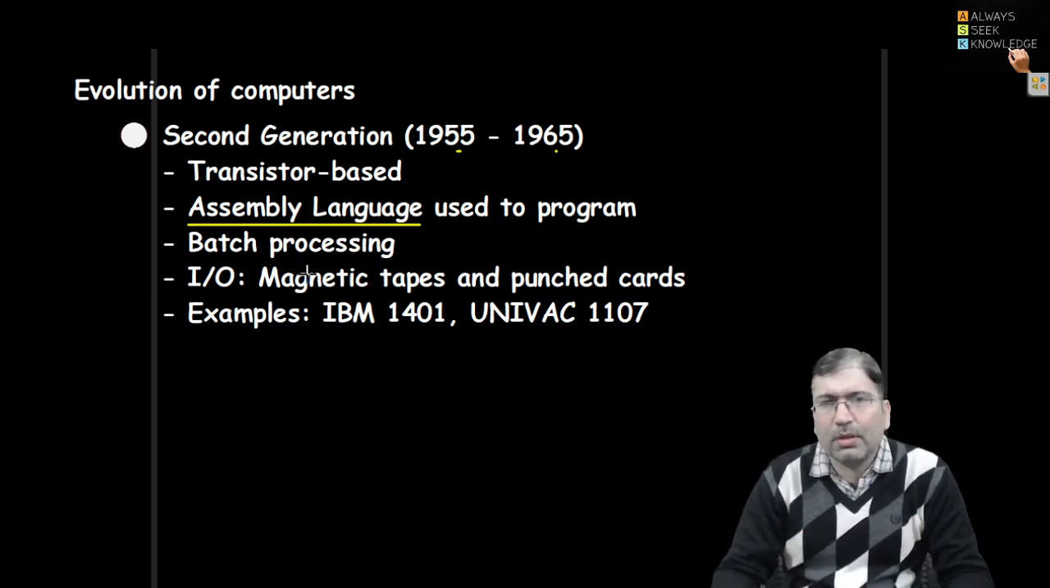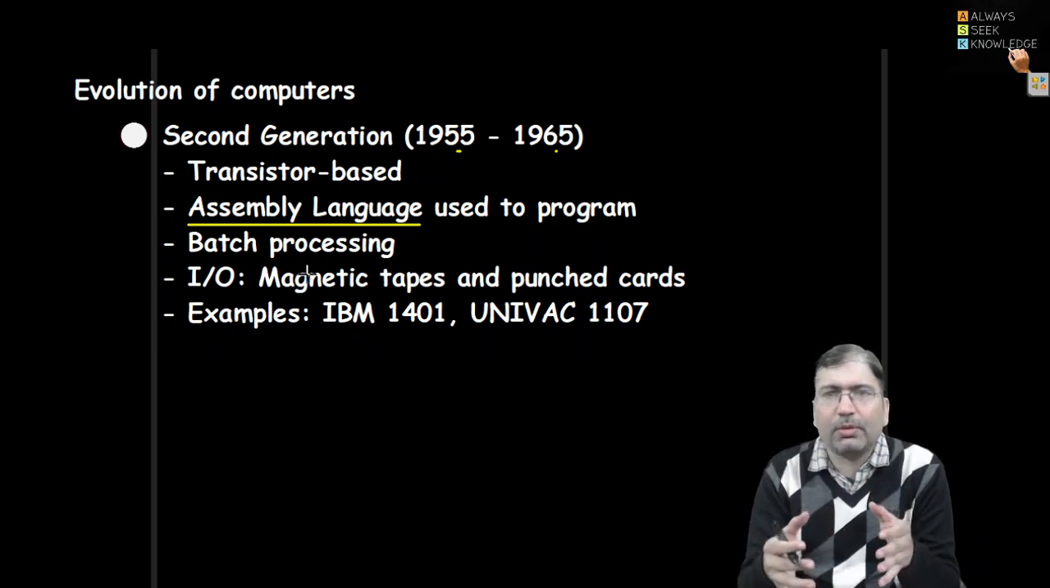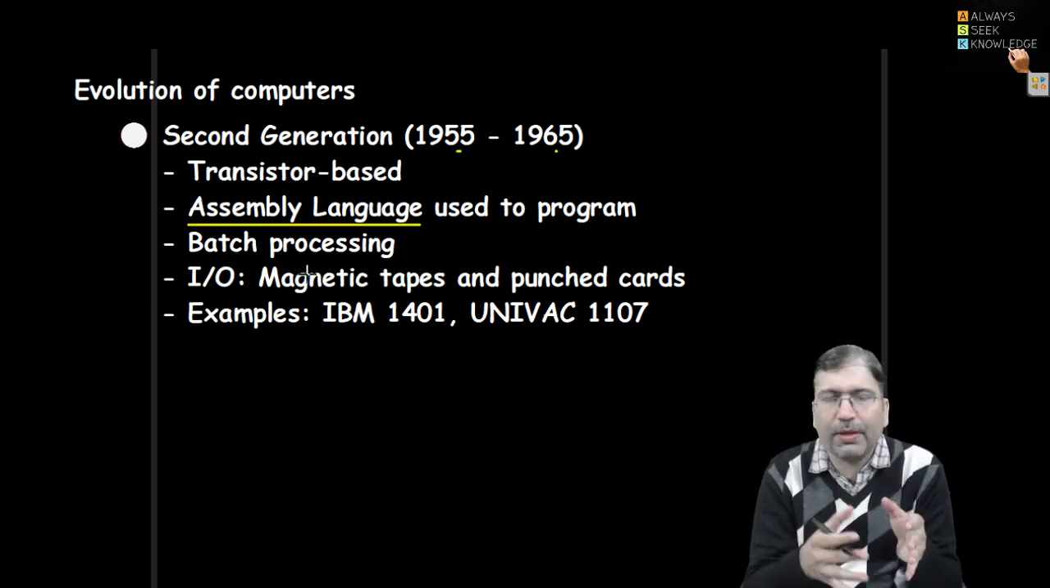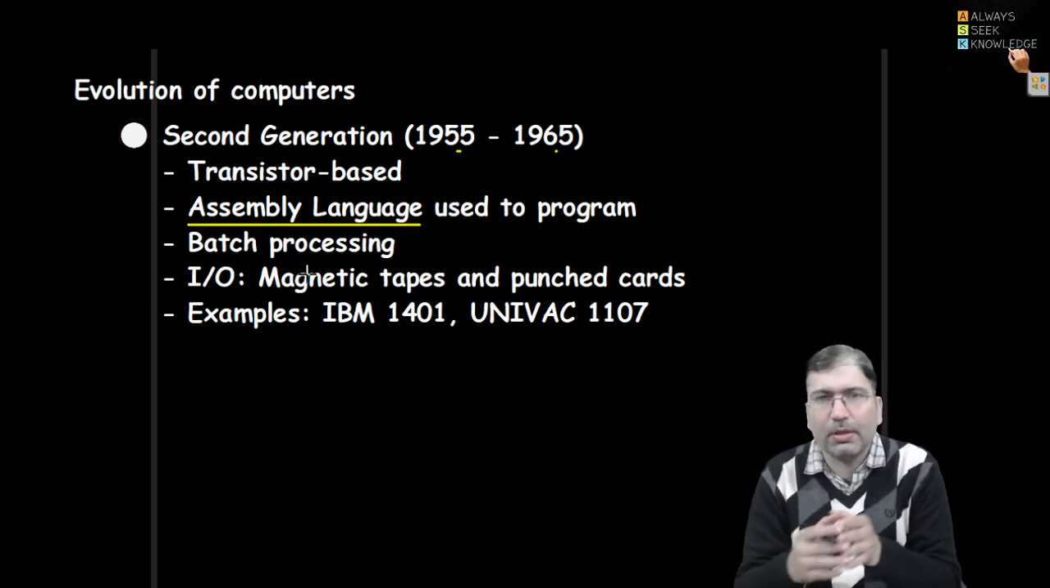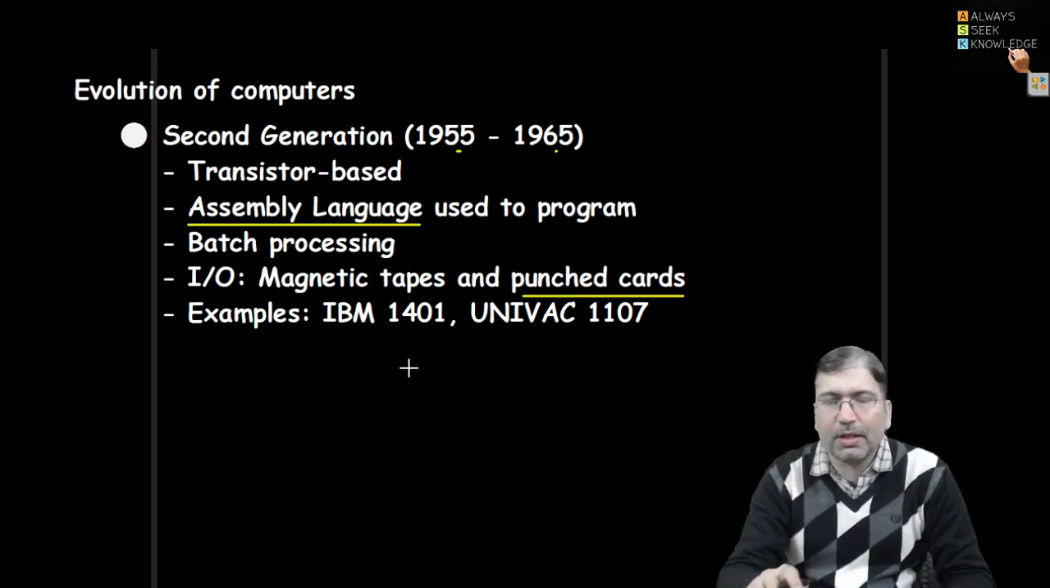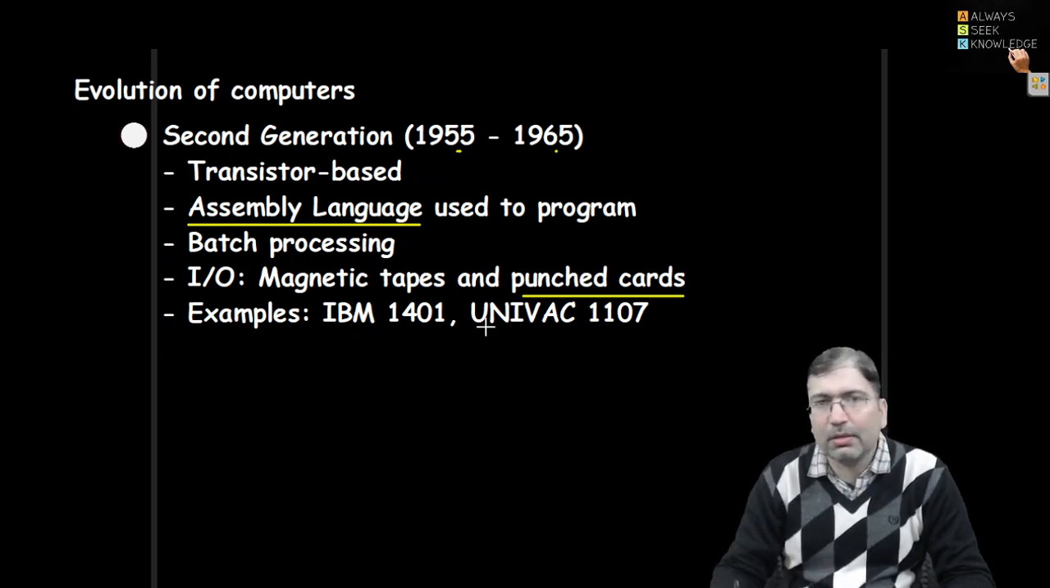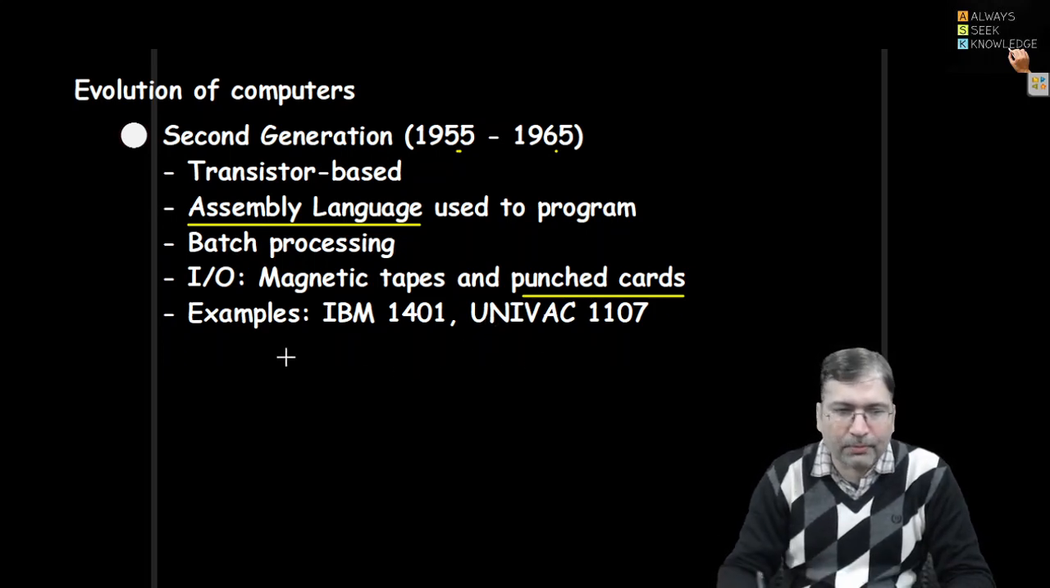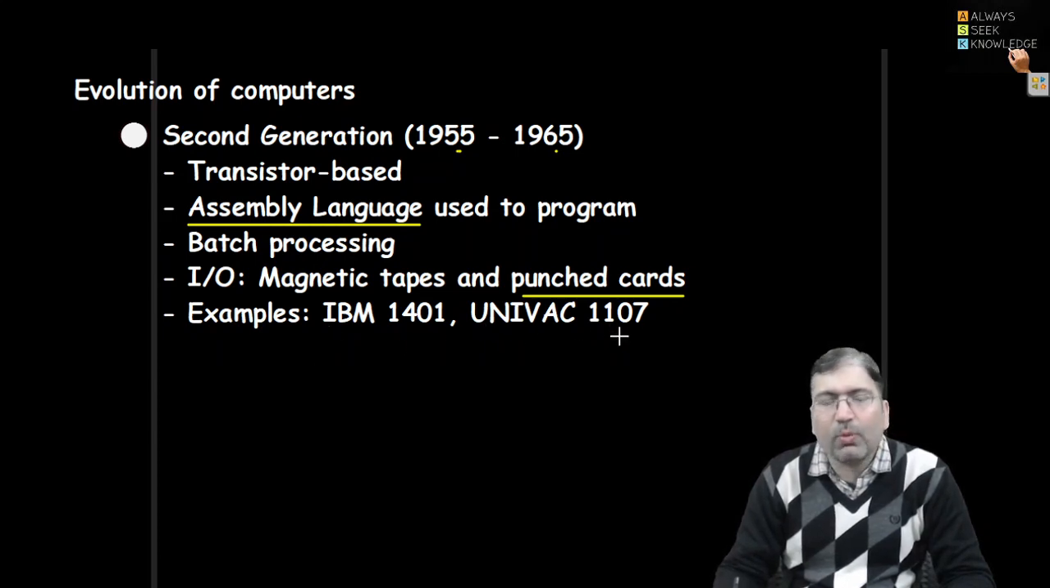was introduced. So a programmer was able to prepare a batch of different jobs, and the batch could be punched on punch cards and inserted into the computer. So at that time, the IO was magnetic tapes and punch cards. The batch was punched on the punch card, and then the computer started reading from the punch card reader. Examples: IBM 1401 and UNIVAC 1107.